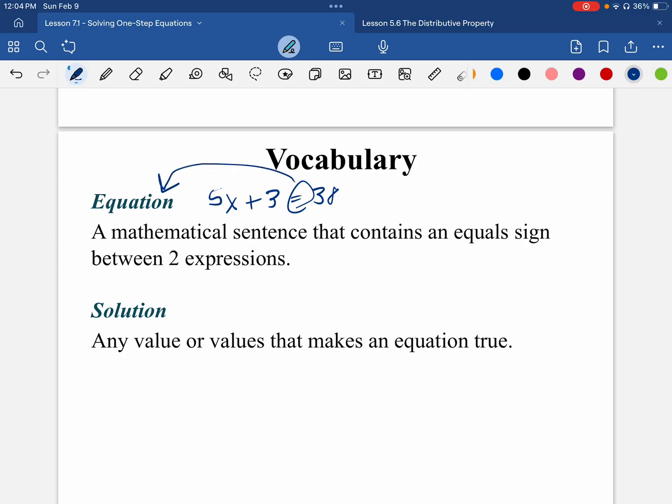A solution is any value or values that make an equation true. Sometimes we might be able to do a positive or a negative for the variable, and both of those will make the statement true. When we get into inequalities, x just has to be greater than 7 to make the statement true, because the answer talks about greater than, not something that is equal to. So that is why it is value or values.